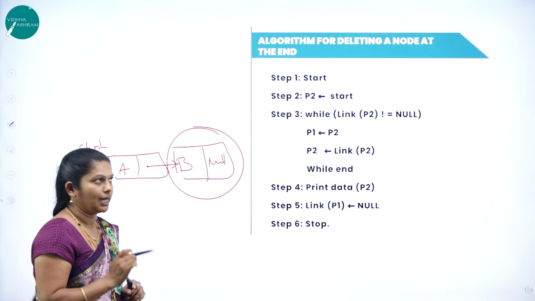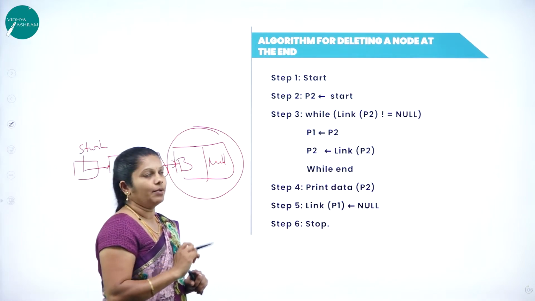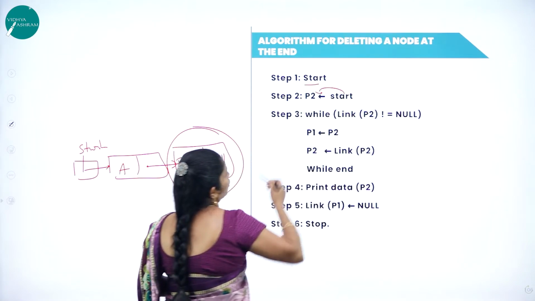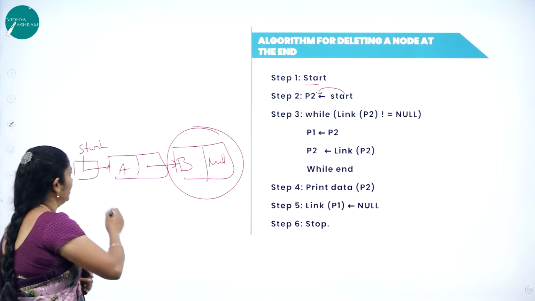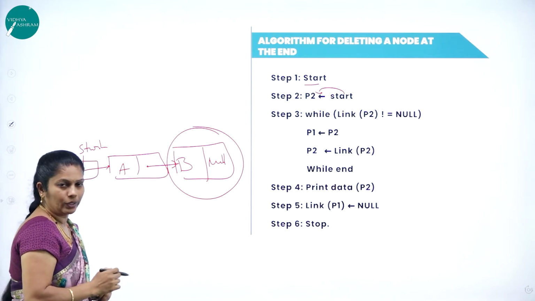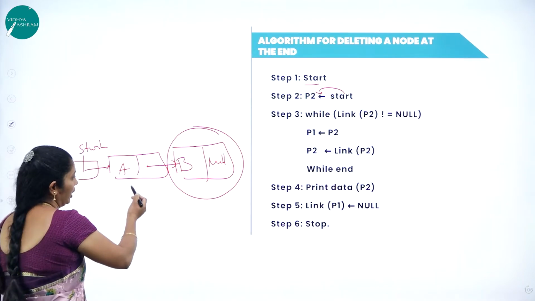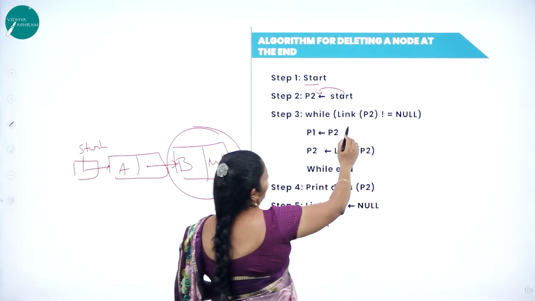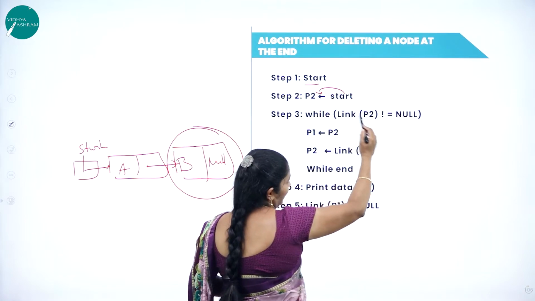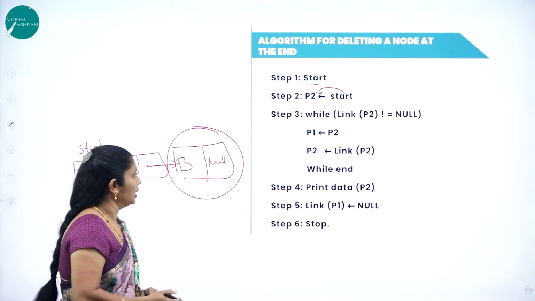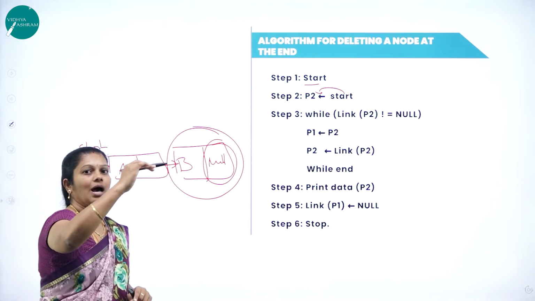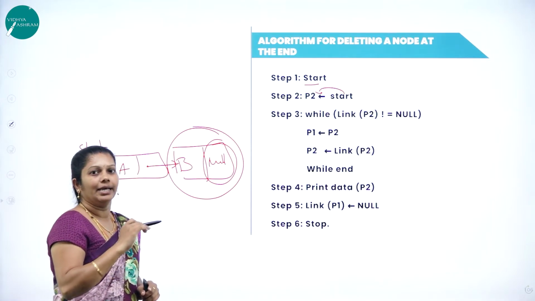If I want to delete the last node, in the first step you have to start. Then start contains the address of the P2 node. Here I am going to consider the P2 node. The start contains the address of P2. Now this represents P2. Then while the link of P2 is not equal to null, till that we have to process. Until it moves to the last node, it has to process.